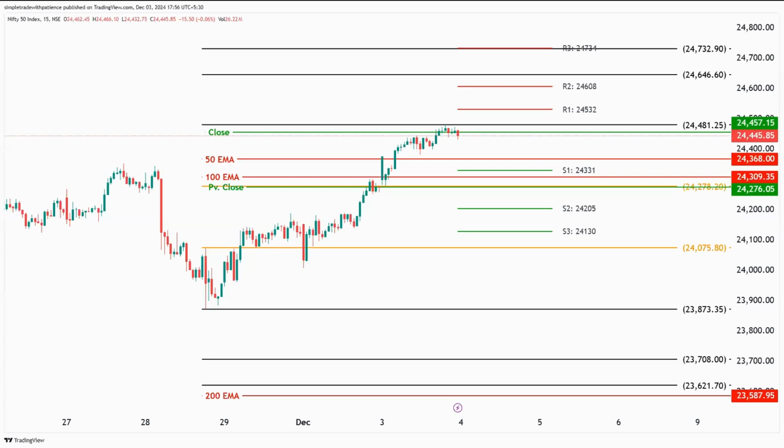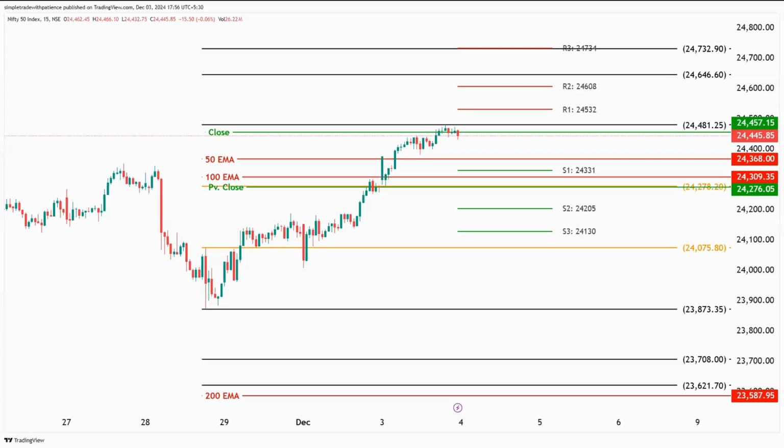So what we need to watch for is resistance 1, which is placed at 24,532. Resistance 2, which is at 24,608, and resistance 3, which is at 24,734. On the lower side, you can see support is being placed at 24,331, S2 at 24,205, and S3 at 24,130.